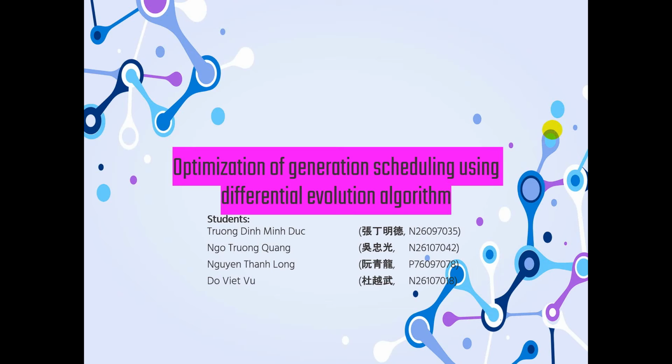Hello everyone. Today our team would like to deliver some slides related to our final project. Our topic is optimization of generation scheduling using the differential evolution algorithm. Our team has four people: Trương Đình Minh Đức, Ngô Trường Quang, Nguyễn Thanh Long, and me, Đỗ Viết Vũ.